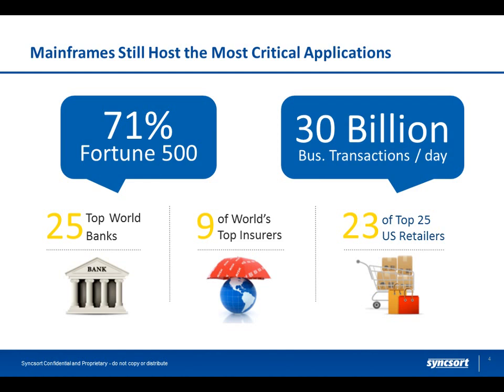When you look at this, 25 of the top world banks, 9 of the top world's insurers, and 23 of the top 25 U.S. retailers are all still running IBM mainframes. That makes that data critical to the success of those organizations, to be able to take that mainframe data, analyze it, and get the value out of it that they need to ensure that their business continues to function on an optimal basis.